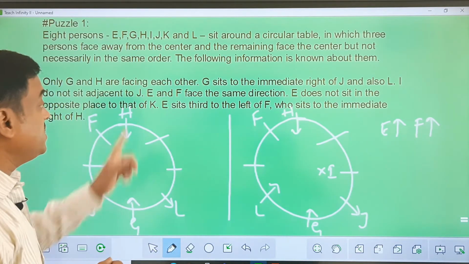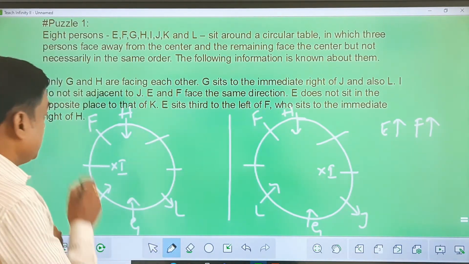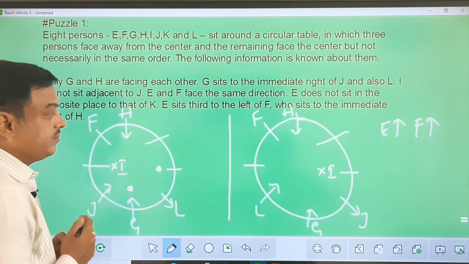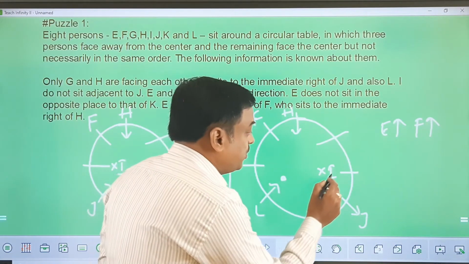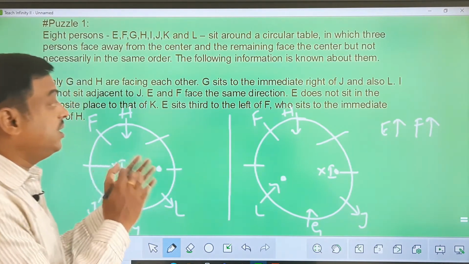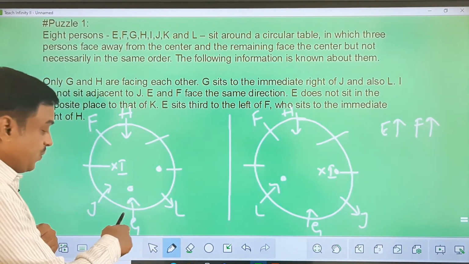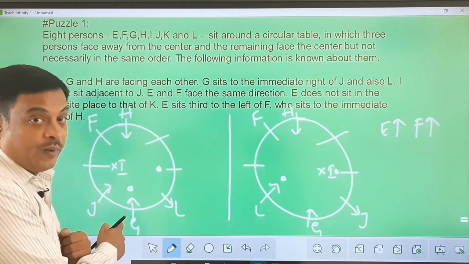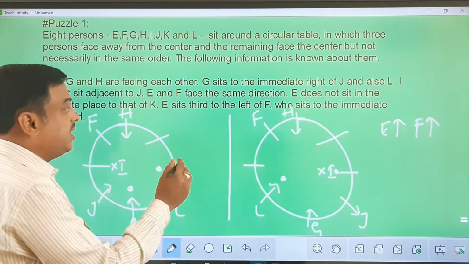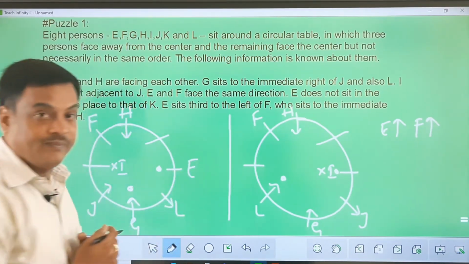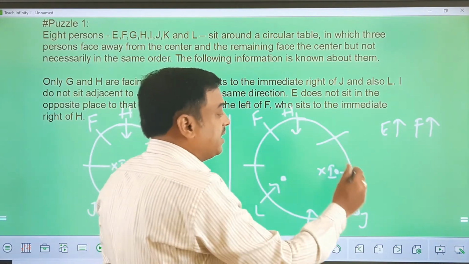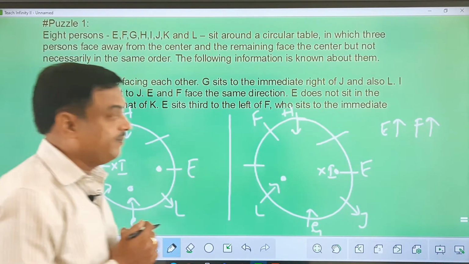Next, after that, what did he say? E sits third to the left of F. Third position of F could be this or could be this. Same here as well. Third position could be either of these two positions. Now further, what did he say? Third to the left of F. If I go by this way, this position is already occupied by G. So I need to make sure that the other way around, third position have to be this. So this have to be E. Same here again. Third position of F is reserved. So the other side I can consider. So E have to be this.